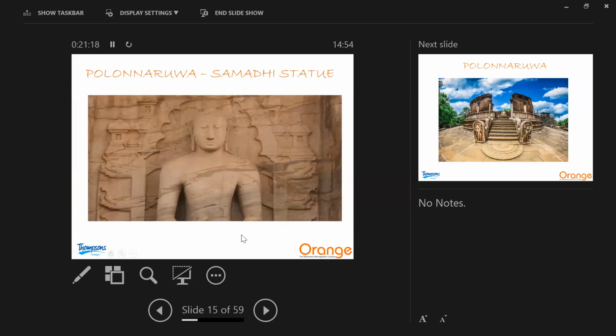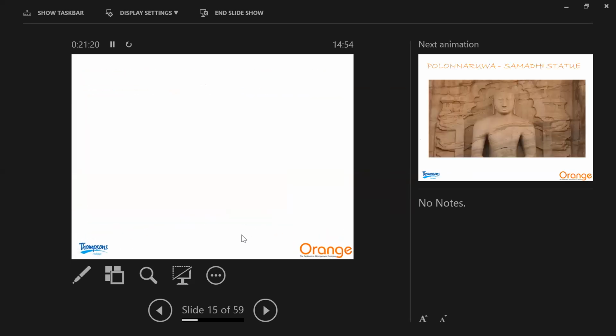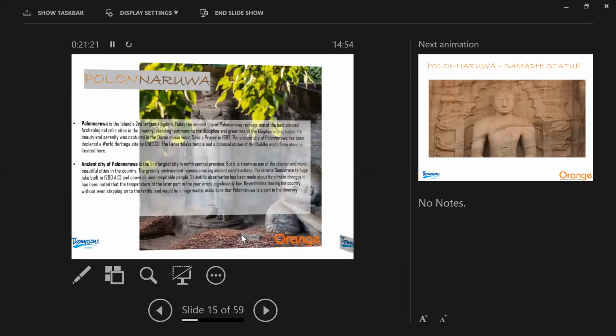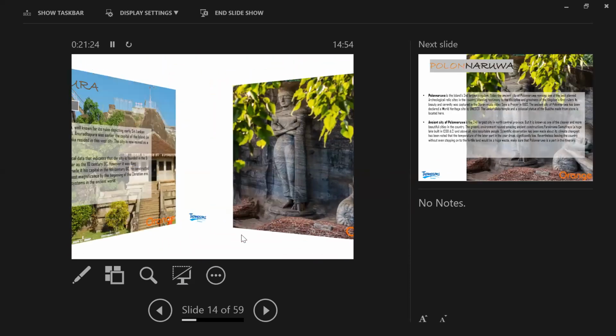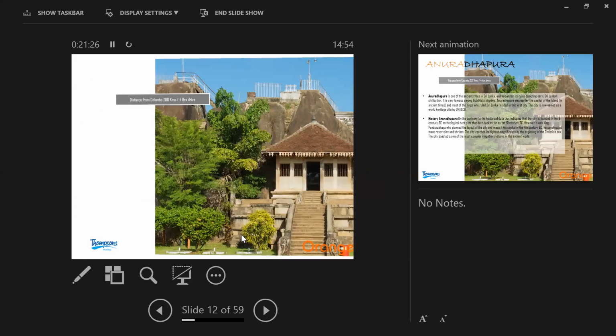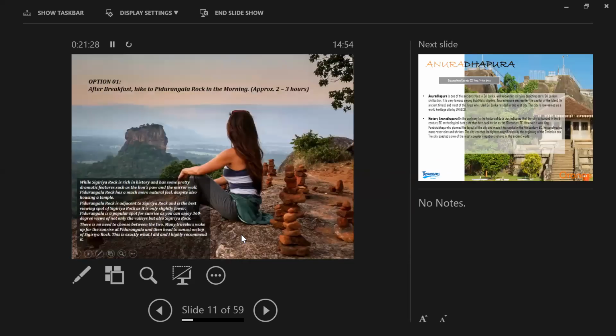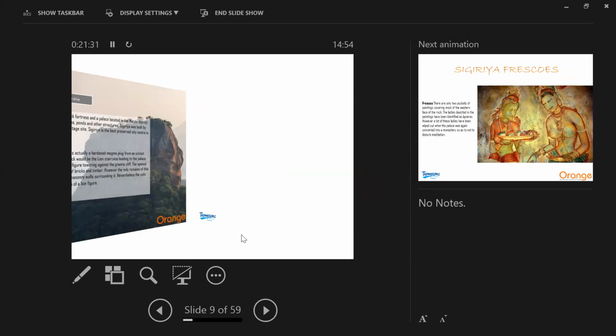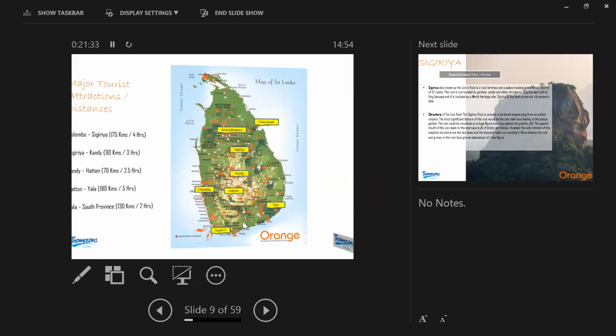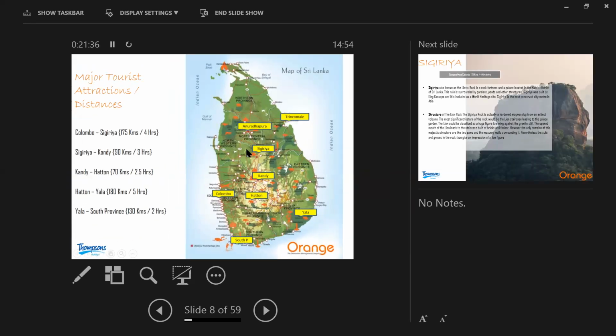So I'm going to come back to Sigiriya now. So now you see this map. Sigiriya is the center. Colombo to Sigiriya is actually 175 kilometers, 4 to 4.5 hours of drive under normal conditions. And then Sigiriya can actually be the center of all these activities.